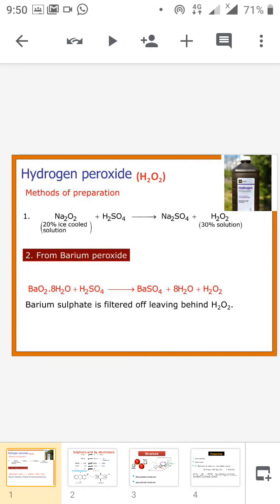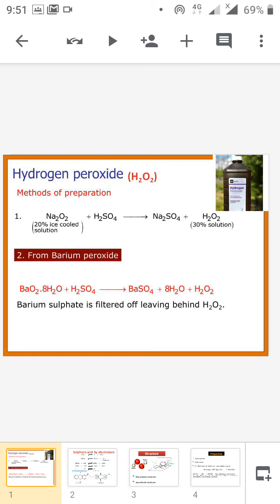Good morning, everybody. Today we are discussing the next topic in inorganic chemistry, that is hydrogen peroxide. Hydrogen peroxide is prepared from sodium peroxide by using sulfuric acid, and we will get hydrogen peroxide and sodium sulfate. Similarly, hydrogen peroxide is prepared from barium peroxide by using sulfuric acid, or we can use phosphoric acid. We will get barium sulfate and hydrogen peroxide.